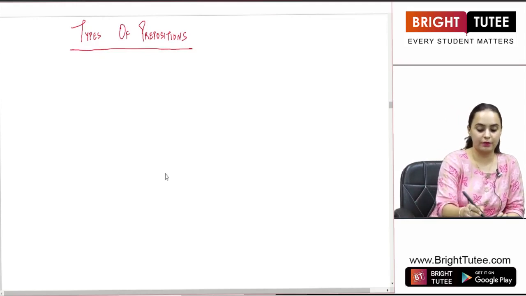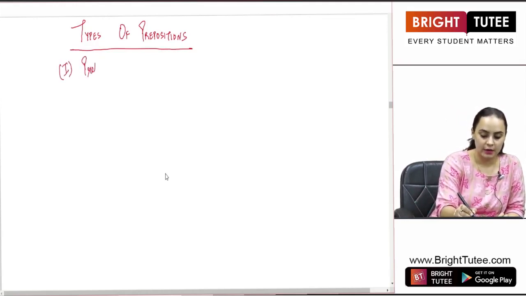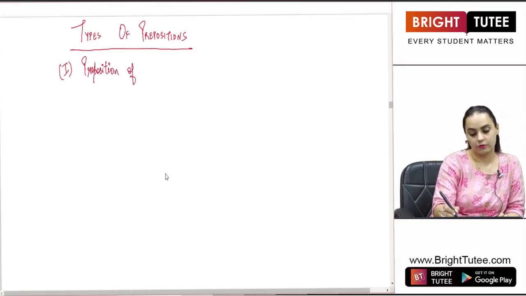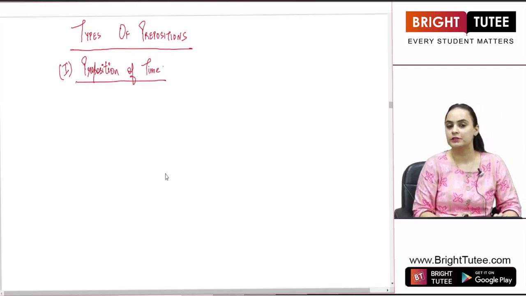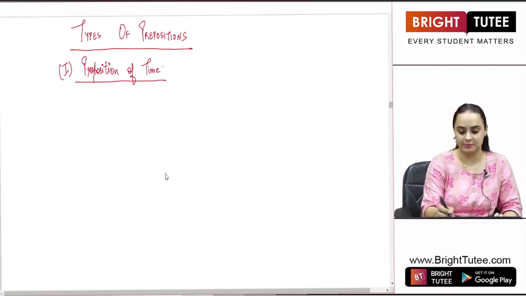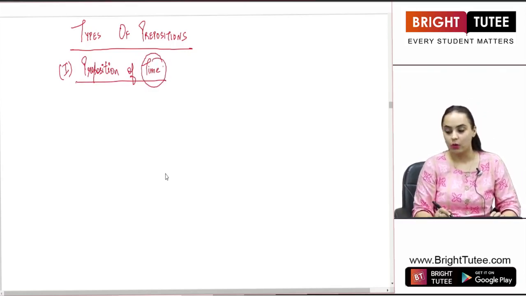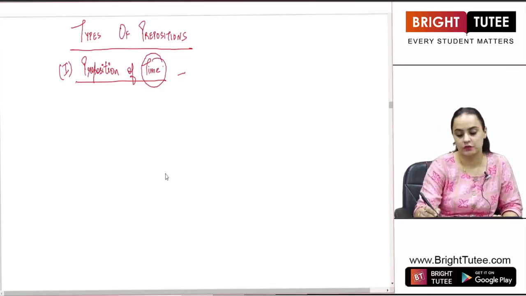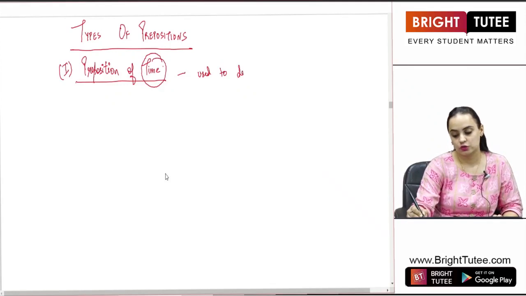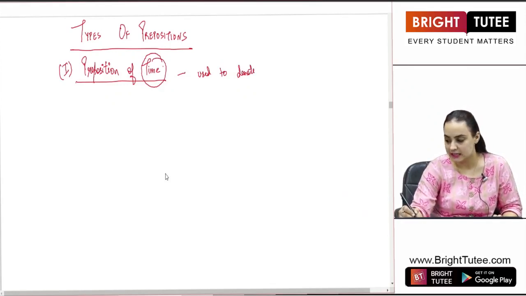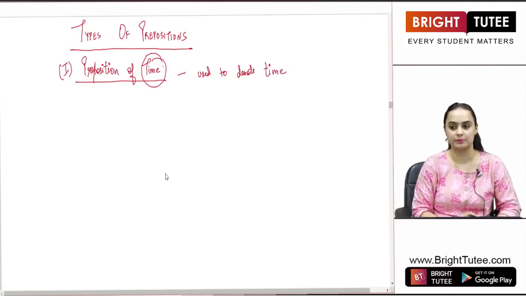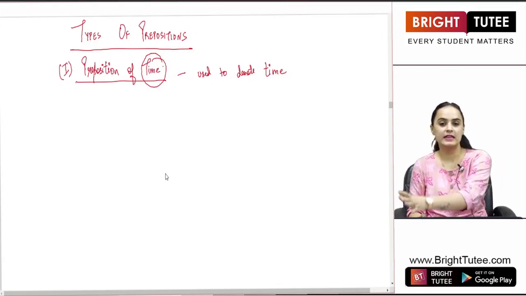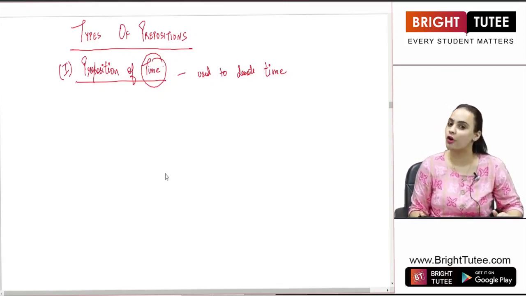The first type of preposition is known as preposition of time. So the first type of preposition is the preposition of time. As the name suggests, what is this? A preposition which is used to denote, to express, to indicate time is known as the preposition of time. So a preposition that I use to indicate time is known as a preposition of time.